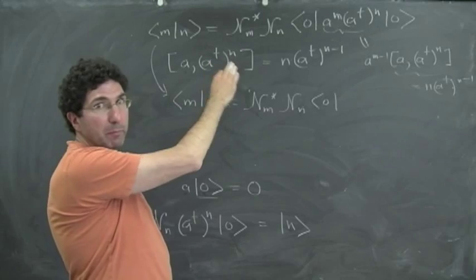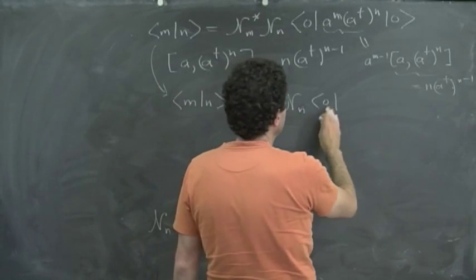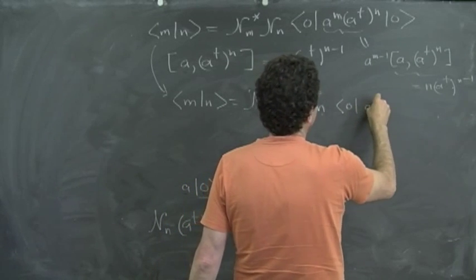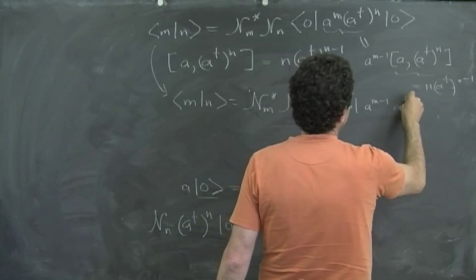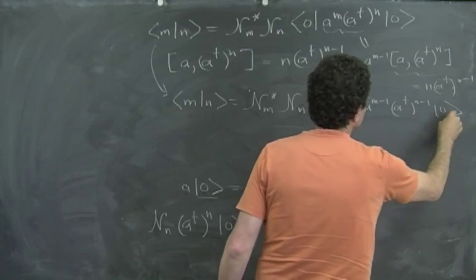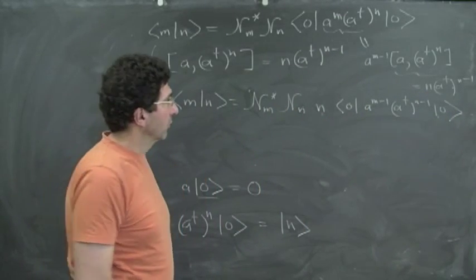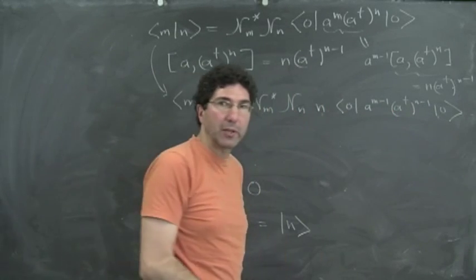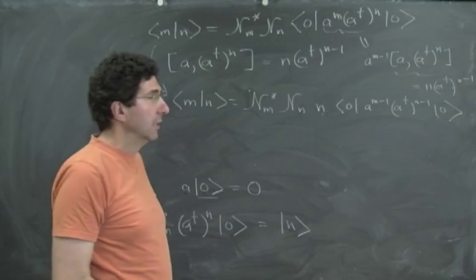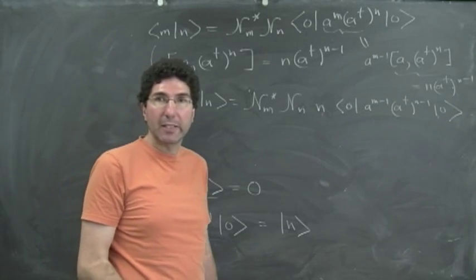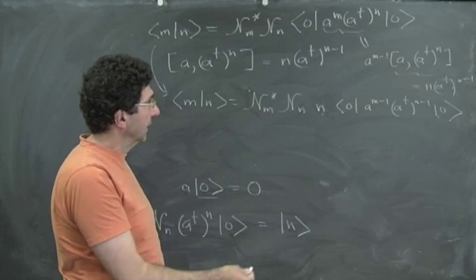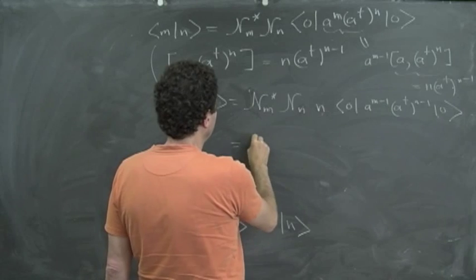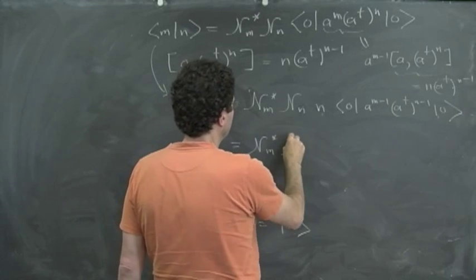So making that manipulation, we'll get an extra factor of n here, and then we will get A to the m minus 1, A dagger to the n minus 1. In other words, we've pulled out a factor of little n, and we've reduced the power of both A and A dagger by 1. So now we can just keep going, that's the obvious thing to do, until we get down to the states where there are no more of these. And then what we get is our normalization factors.